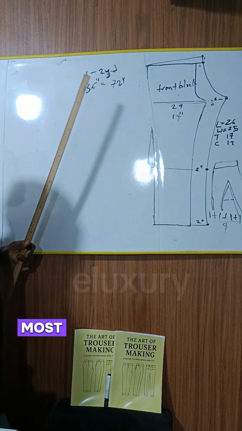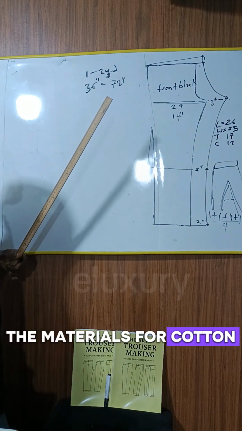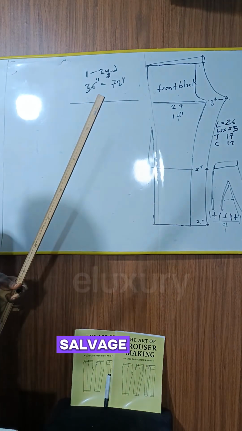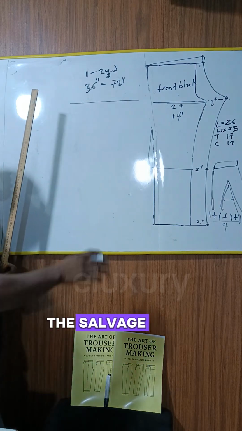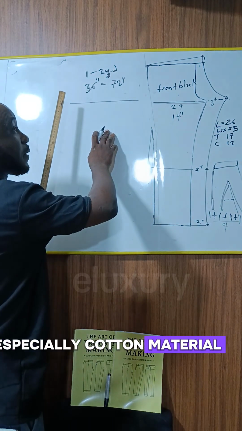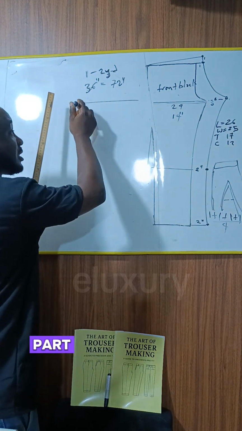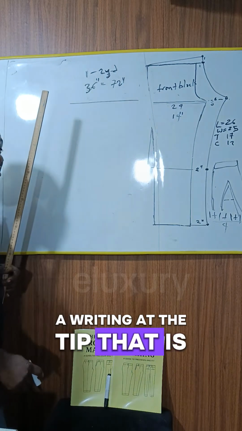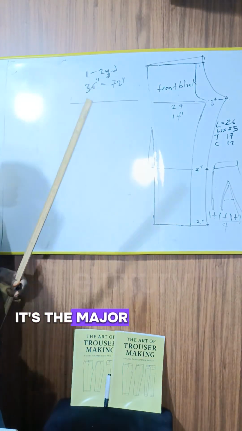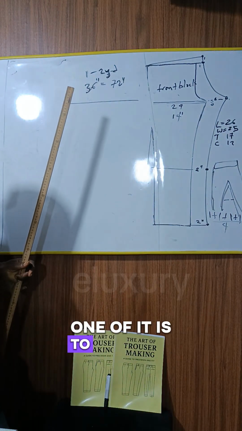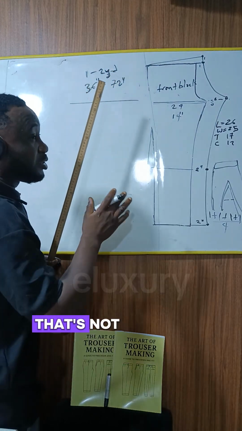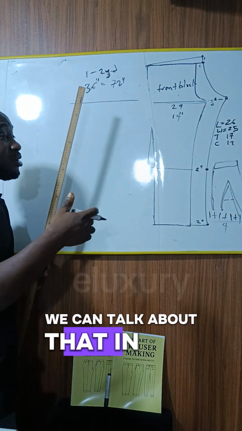Materials for cutting or stitching are mostly measured along the selvage. If you don't understand what the selvage means, you're still a beginner. The selvage is the printed tip of fabrics. When you buy them, especially cotton material, there will be a part with printed writings at the tip. That is the selvage. There are some that don't have writings, but obviously you see that part is stronger, thicker and firmer. One of the importance of the selvage is to avoid the fabric easily getting torn. That's not the major part of this video; we can talk about that in our other videos.